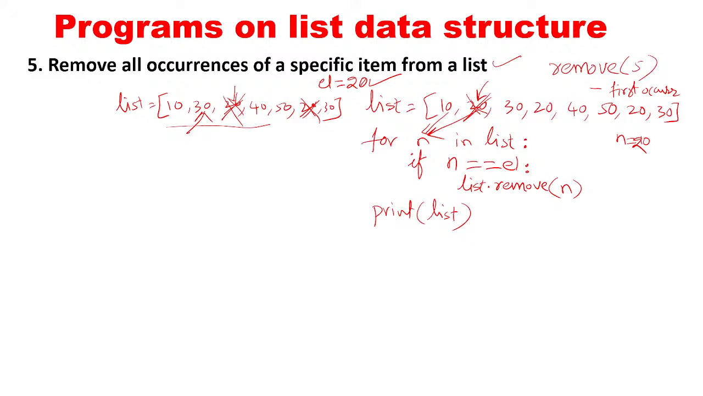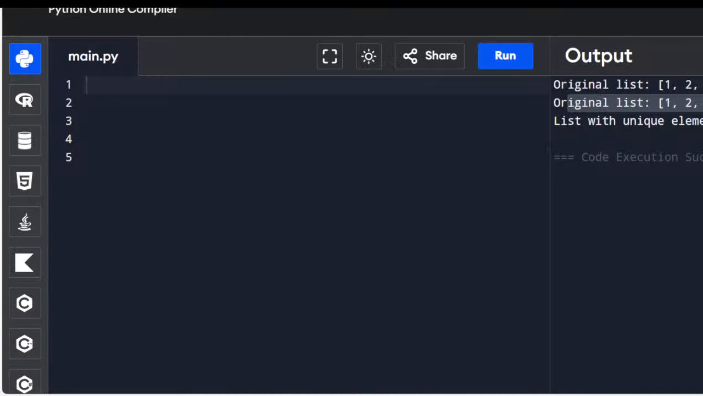So let us run this code. We'll run it on the compiler. Let's get back to our compiler. We'll define a list here with duplicate values like 10, 20, 30, then 20 again, 40, then 50, then 20 again, like this. Okay, so assume.